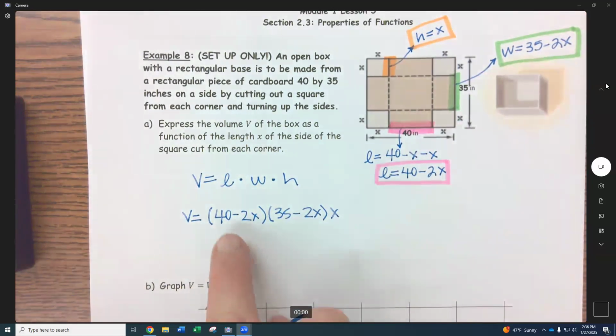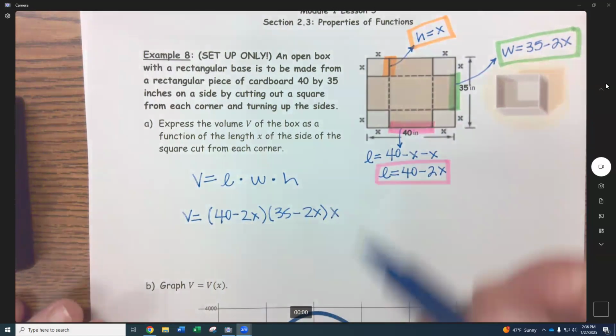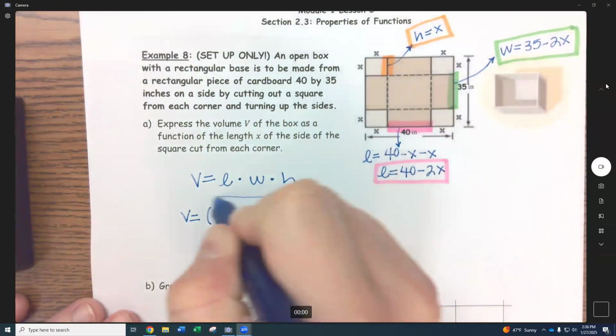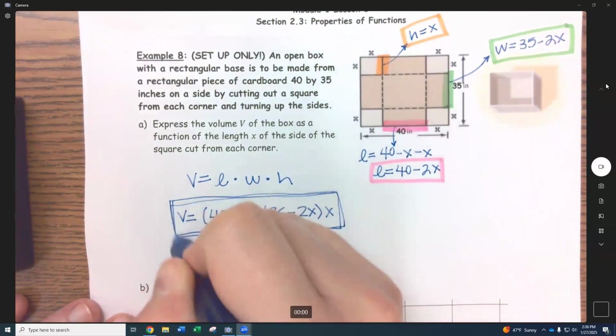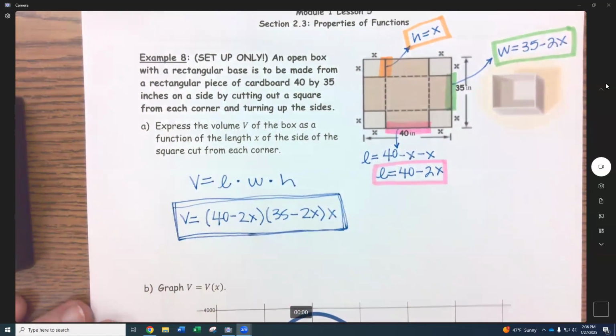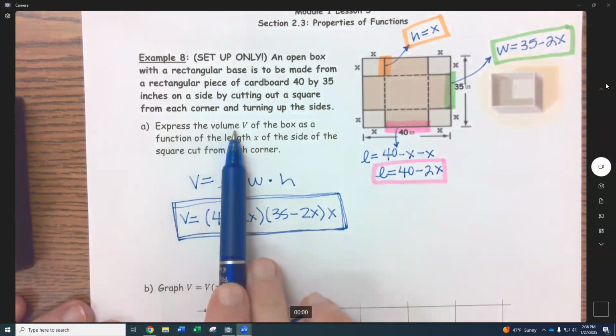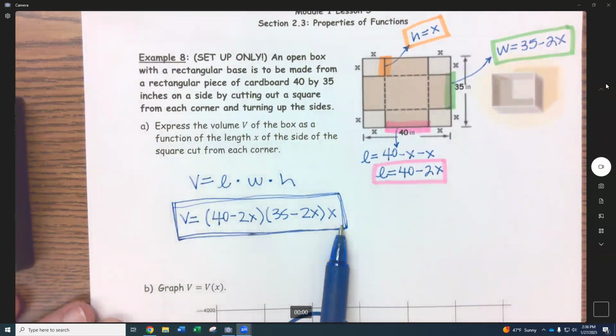Now, if we wanted to, we could FOIL these and distribute in the x. We are going to have a cubic here, but we're not going to make it any harder than we need to. We need to express the volume as a function. I don't need to multiply that out. That is my volume right there.